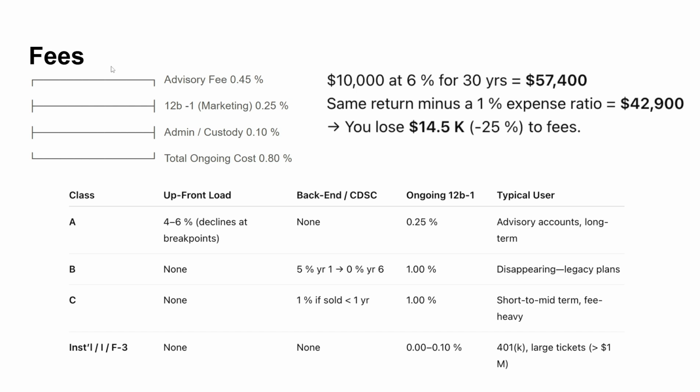On the left right here, you see a stacked bar. One slice is the advisory fee that pays portfolio management. Then this one right here, the 12b-1, also known as the marketing fee, which I mentioned earlier. The other slice covers custody, auditing, legal, and admin. Combine them, and you have a total ongoing expense ratio. In this example, it is 0.8%.